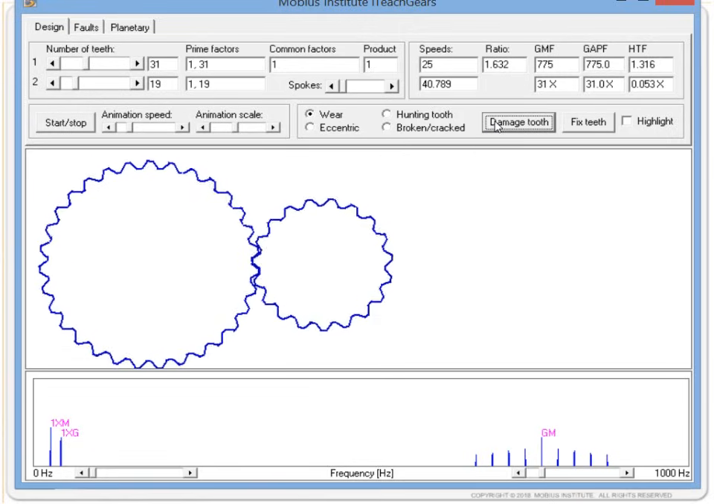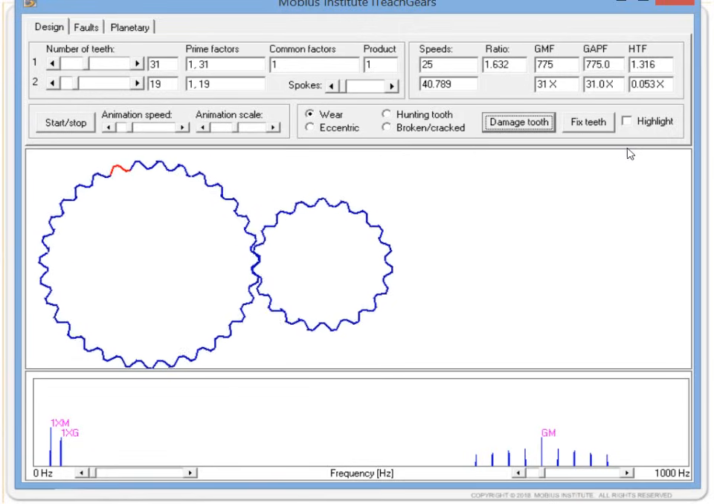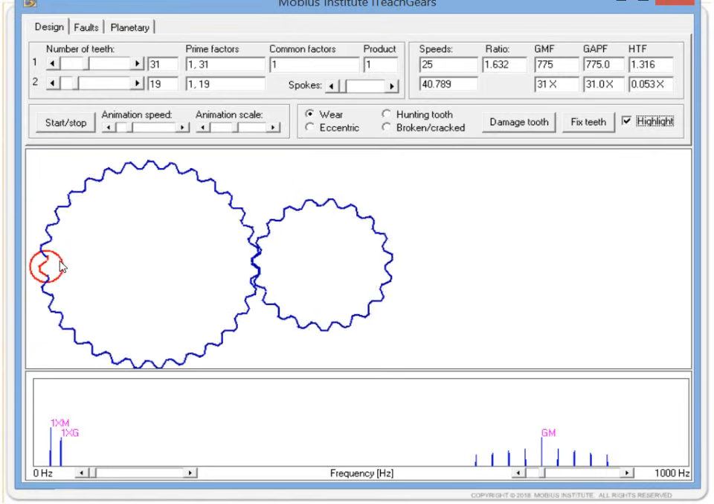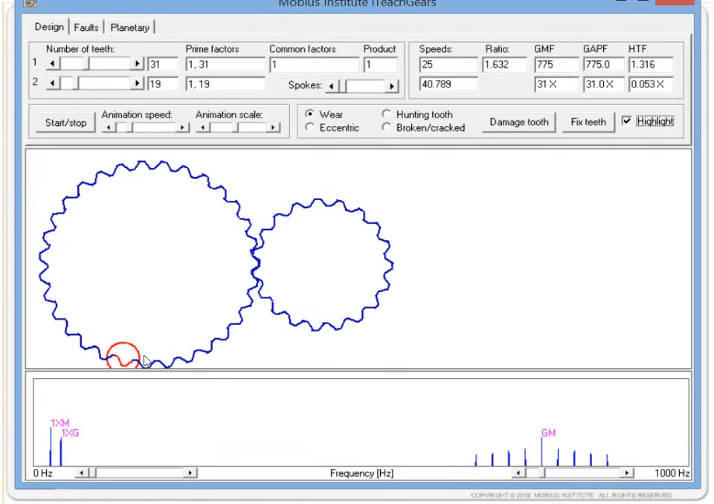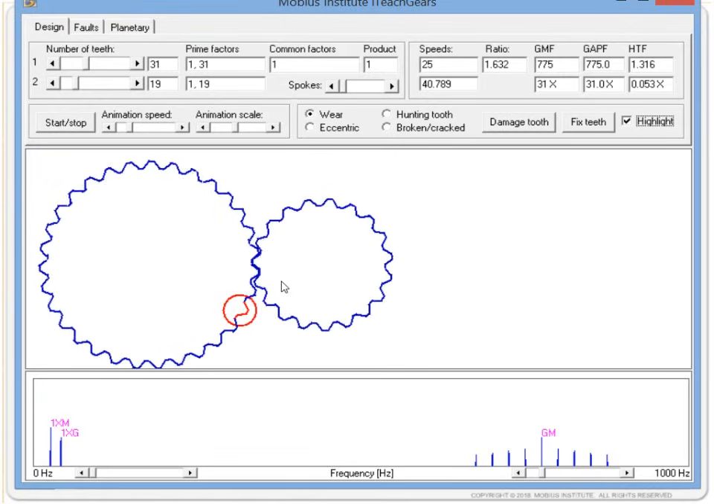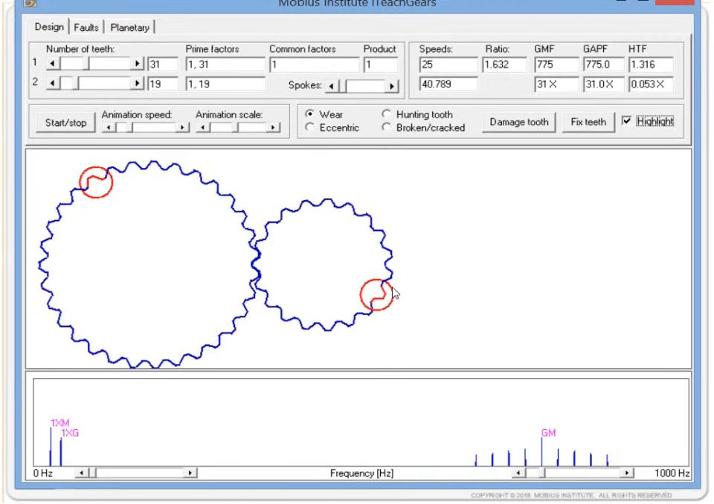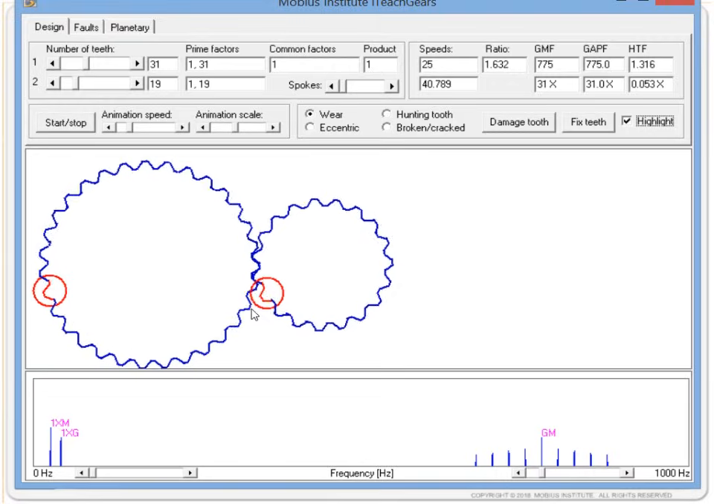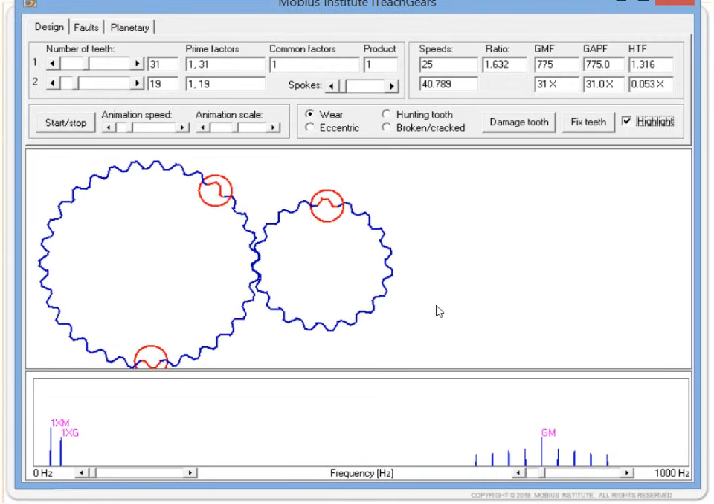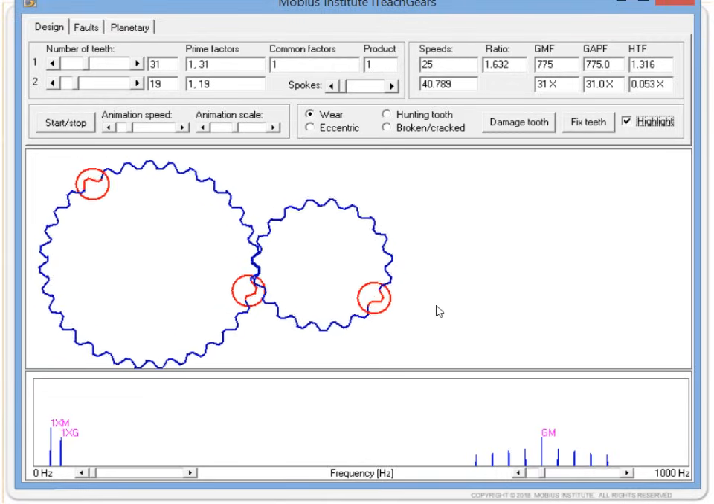I'm going to pretend to damage a tooth, so there's our damaged tooth. I'll highlight it to make it easier. And now what happens is, that damaged tooth comes into mesh here, and it damages that tooth. And then when that damaged tooth comes into contact with this gear, it damages that one. Now I'm talking about over lots and lots of rotations.